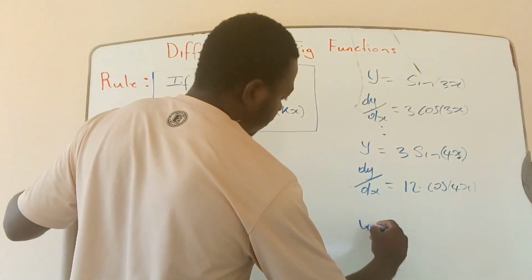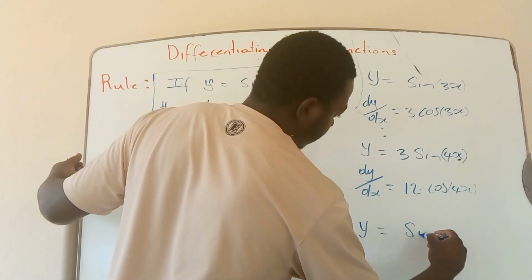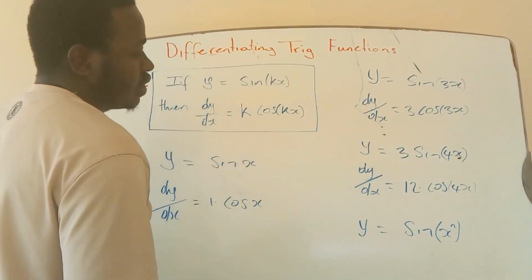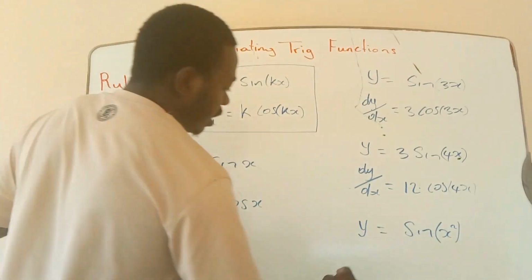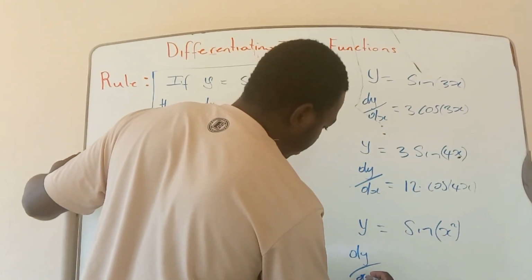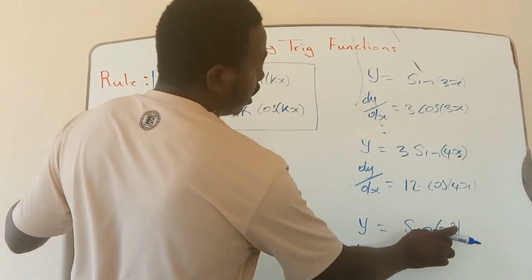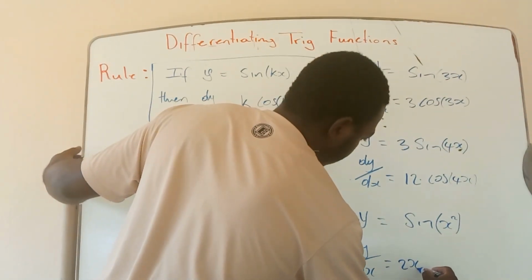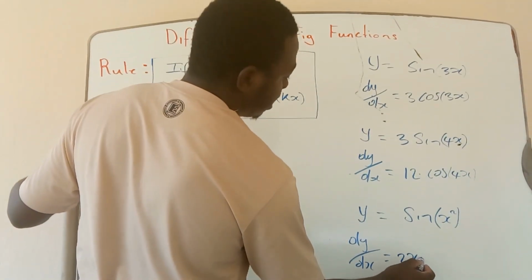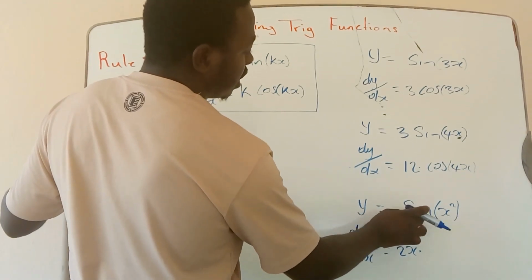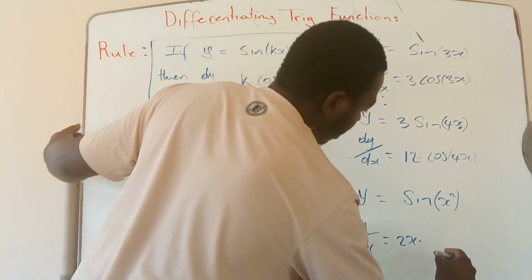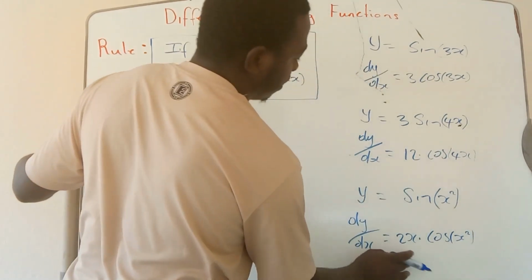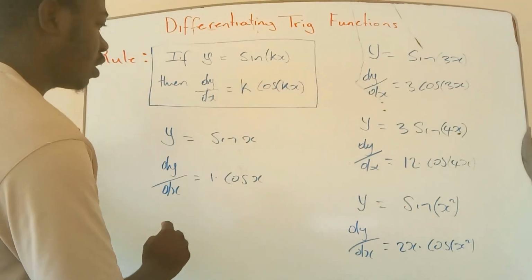Let's say you have y is equal to sine x squared. And you are asked to differentiate that. Then dy by dx is equal to, differentiate x squared, that gives you 2x, times, and this dot here means times, differentiate sine x squared, that gives you cos x squared. So that's it, right? Let's look at one more.